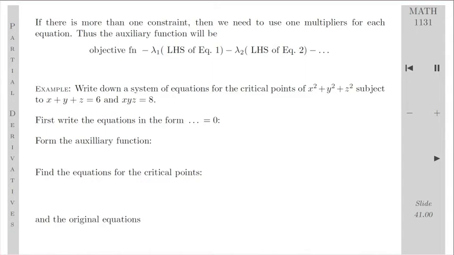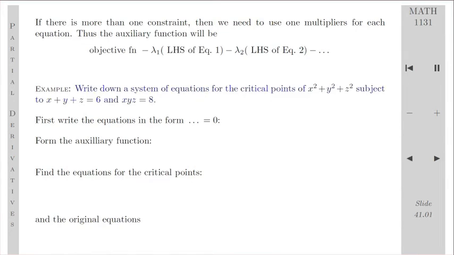So you form the auxiliary function by taking the objective function, then minus lambda 1 times the left-hand side of the first equation, minus lambda 2 times the left-hand side of the second equation, and so on, where lambda 1, lambda 2, etc. are the new variables, the Lagrange multipliers.